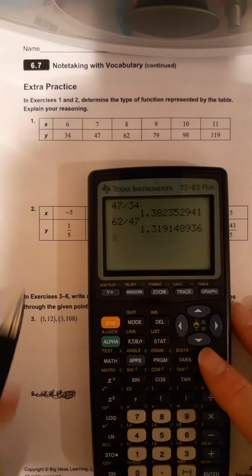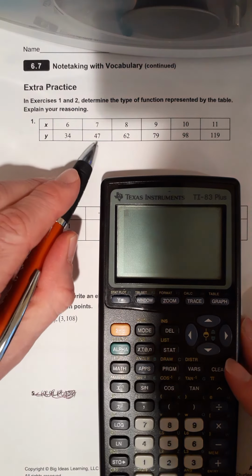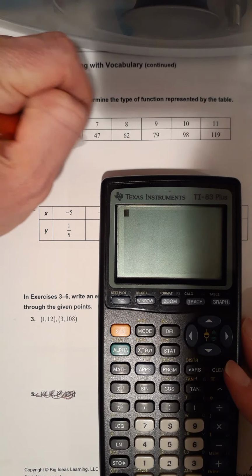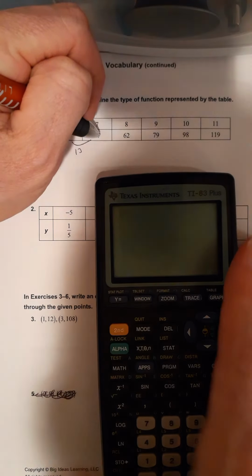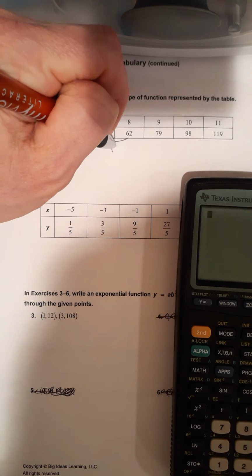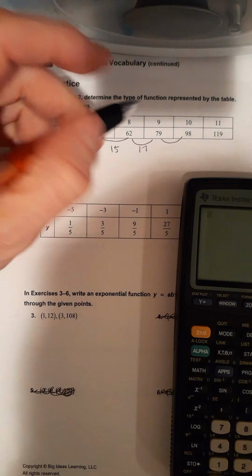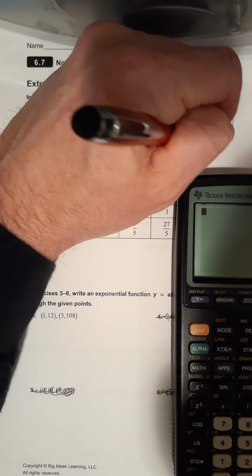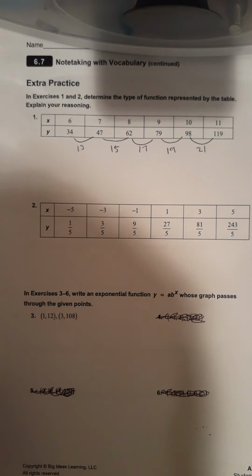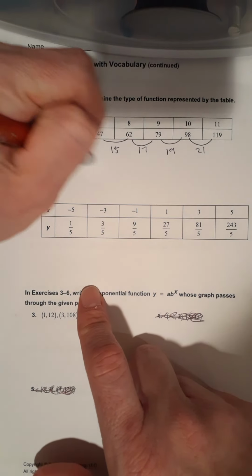So what I'm going to do instead is see how far apart these numbers are. 47 minus 34 is 13. 62 minus 47 is, what is that, 15? These are 17 apart. These are 19 apart. And these two numbers are 21 apart. Okay, so they are not going up by the same amount each time. But what if we do it a second time?